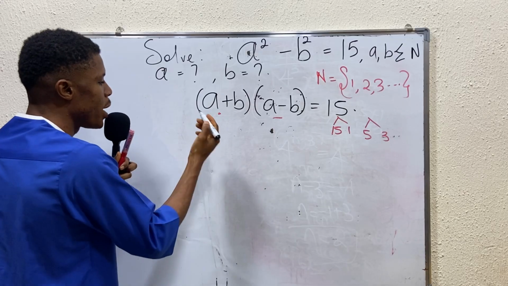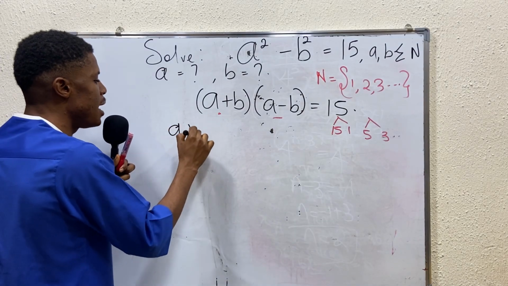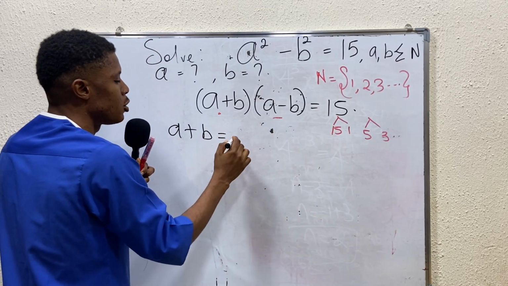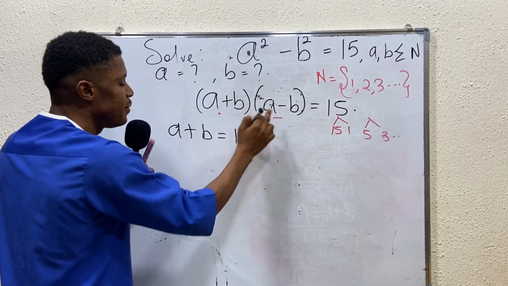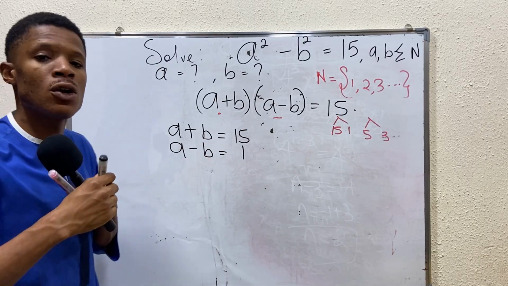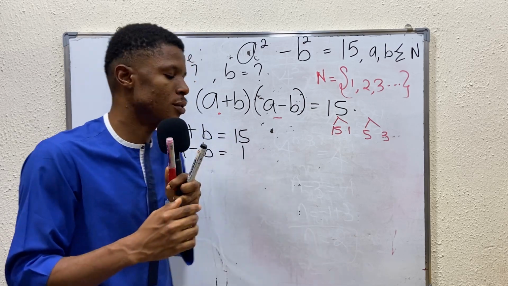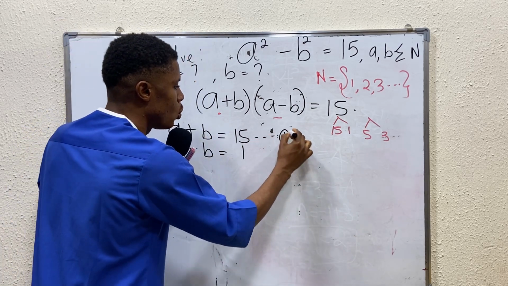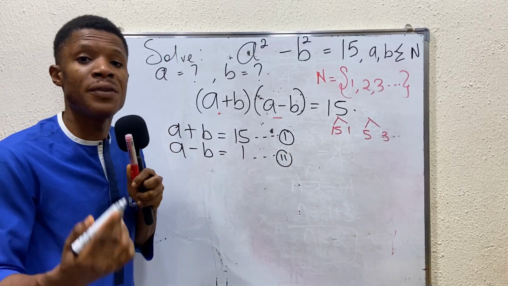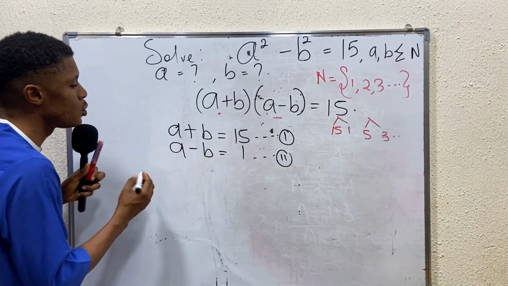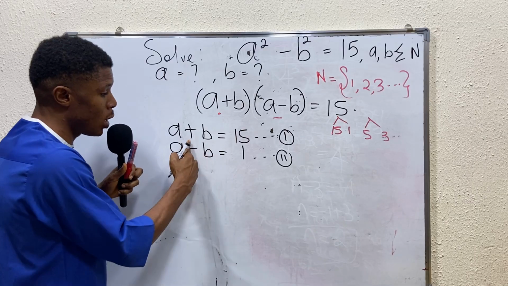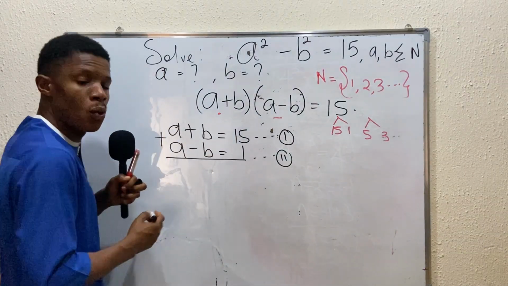We can now say that for the first pair, 15 and 1, a plus b is equal to 15, while the difference, a minus b, is equal to 1, giving us a simultaneous equation. The first one we label equation 1, and the second one equation 2. To find a and b, all we need to do is solve by elimination method, because the coefficients are just 1 and they differ in sign. Try to add equation 1 and equation 2.